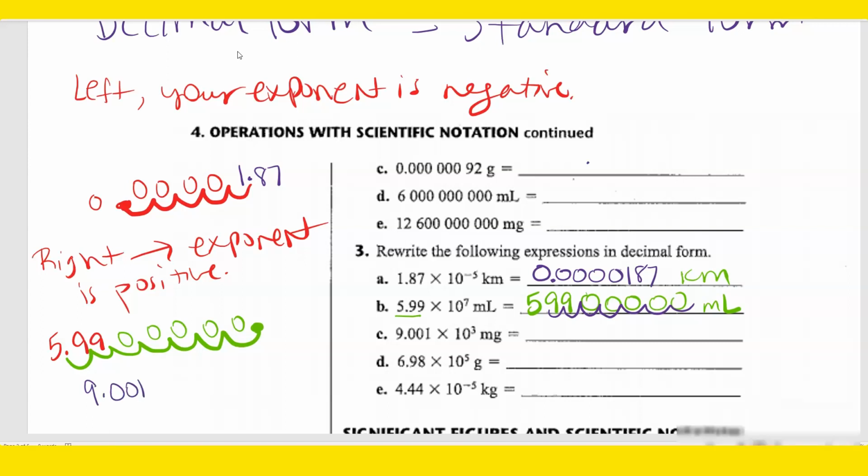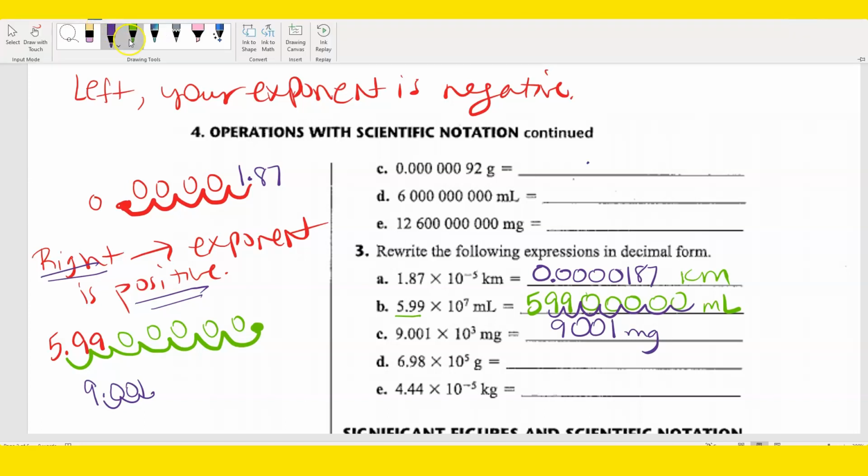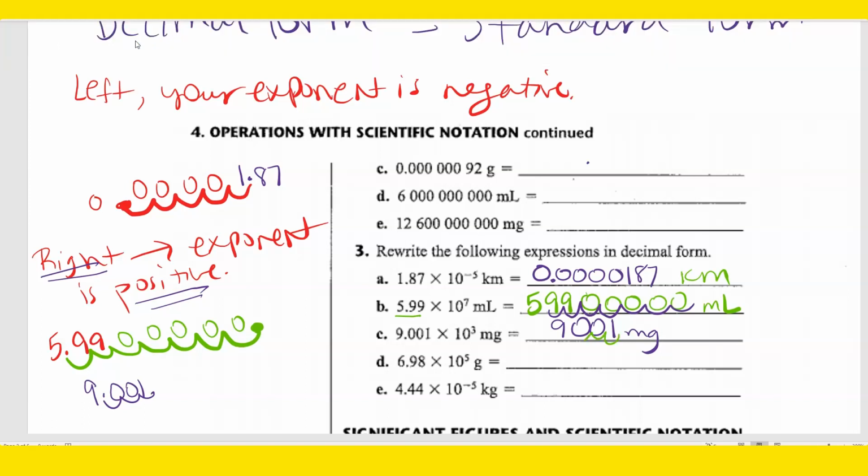9.001 times 10 to the 3rd power. Remember, our exponent is positive, so we're going to move our decimal to the right 3 times. 1, 2, and 3. So we end up with 9001 milligrams. And if you want to check to make sure you did it correct, guess what you do? Move your decimal. 1, 2, 3. So you moved it back, and that shows you that you're on the right track.